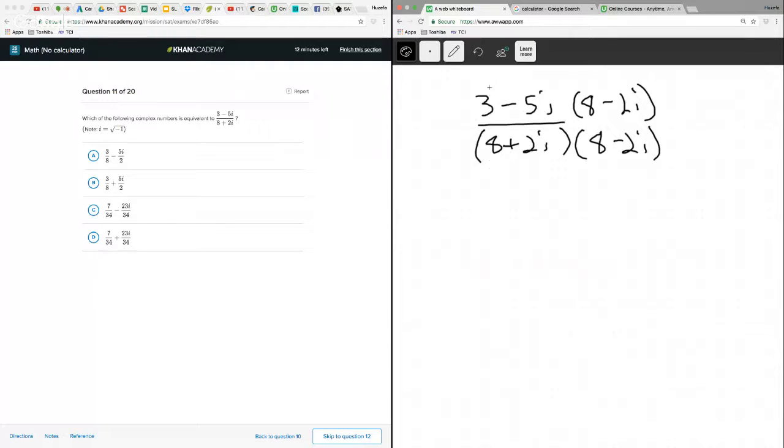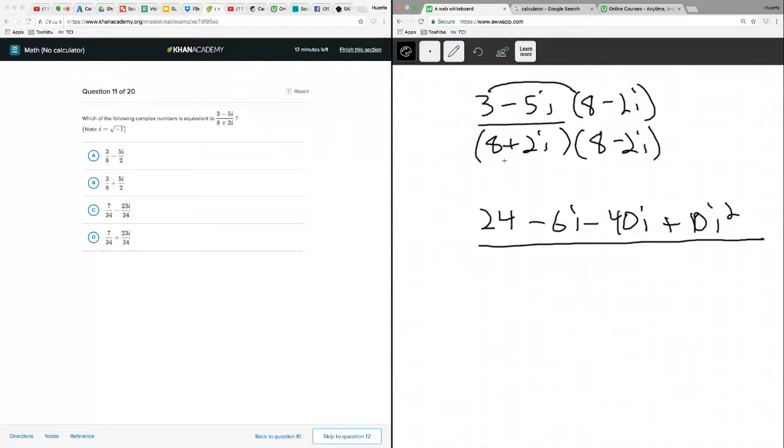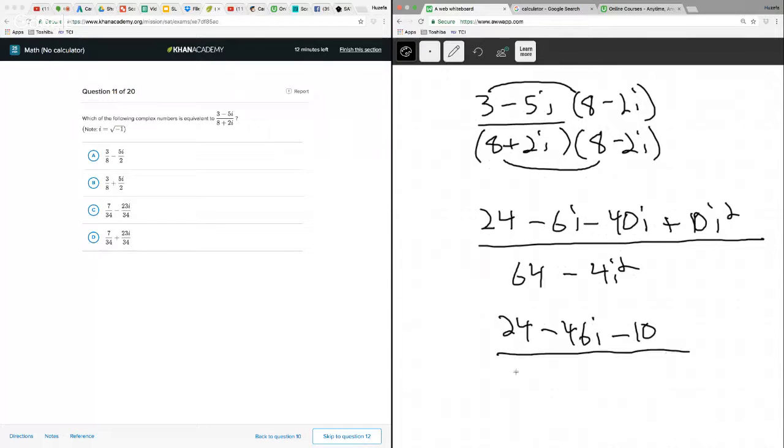And what this ends up being, I kind of have to do this fast, so it ends up being 24 minus 6i minus 40i plus 10i squared. Okay, that's on top. I just foiled. And this is easier because the middle terms cancel out. So it's just 64 minus 4i squared. i squared is just -1. So this becomes 24 minus 46i minus 10 on top over 64 minus 4 times -1, which is just plus 4. So this becomes 68. All right, let me make some room up here.